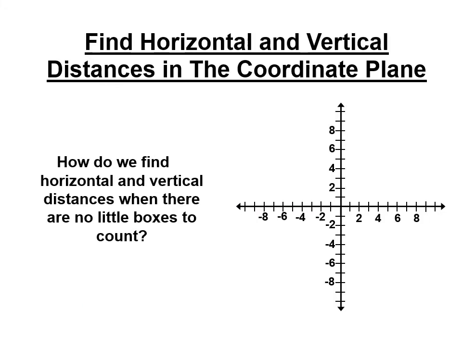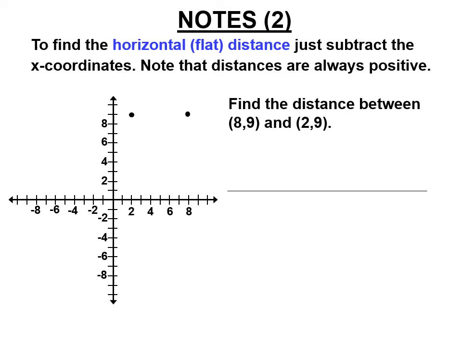Okay, so we're going to find horizontal distances. Now notice, I'm going to take the boxes away, so you won't be able to count the boxes, and you're going to have to use subtraction, like I just showed, for some of them, and we'll see that. Okay, so find the horizontal distance. So you're drawing a little sketch of this. And this is the point 8, 9, and this is the point 2, 9.